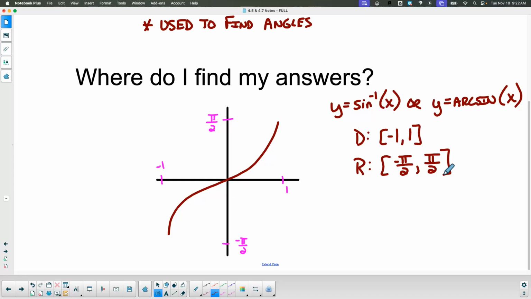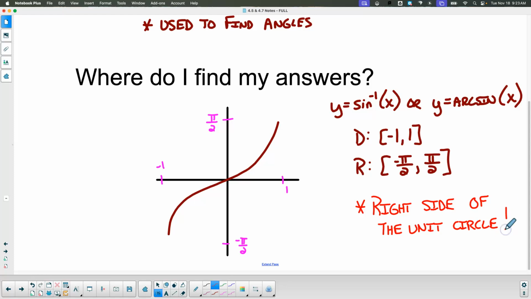Okay? Here's the tricky part of that. You are looking at the right side of the unit circle. And only the right side of the unit circle.